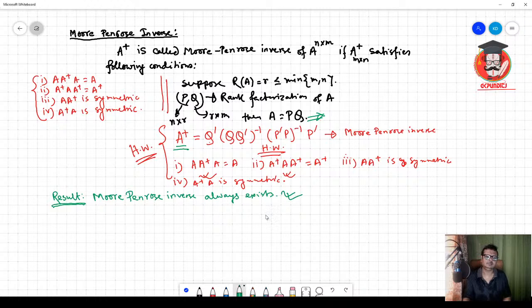I repeat once again. First, for proving this result, you check that A plus is a Moore-Penrose inverse. So you need to check these 4 conditions. All these 4 conditions are satisfied if you use A plus as Q prime Q Q prime inverse P prime P inverse P prime, where PQ is a rank factorization of A. Then you know the result, rank factorization always exists, so you can always construct A plus, hence Moore-Penrose inverse always exists. Okay, so please complete this part.